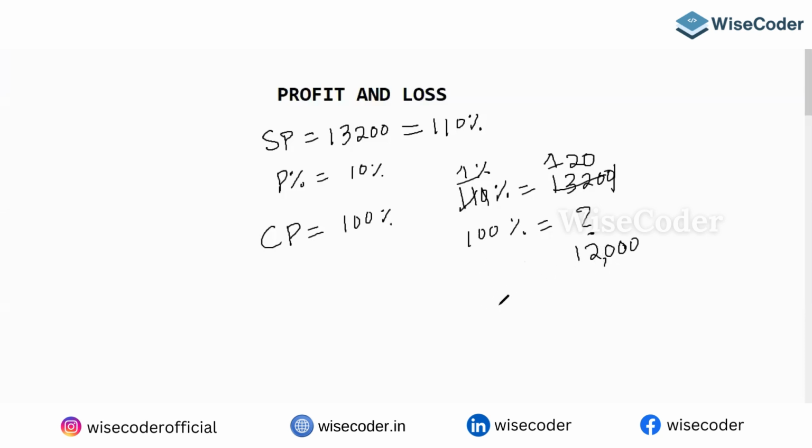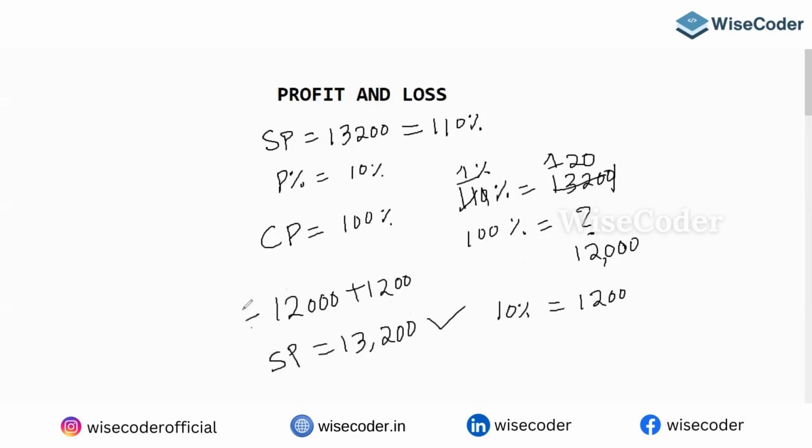On 12,000, what is 10%, friends? 1,200. So add 1,200 to 12,000. 12,000 plus 1,200 is 13,200. So this will become your SP. So you can see one interesting thing here: SP is equal to cost price plus profit.